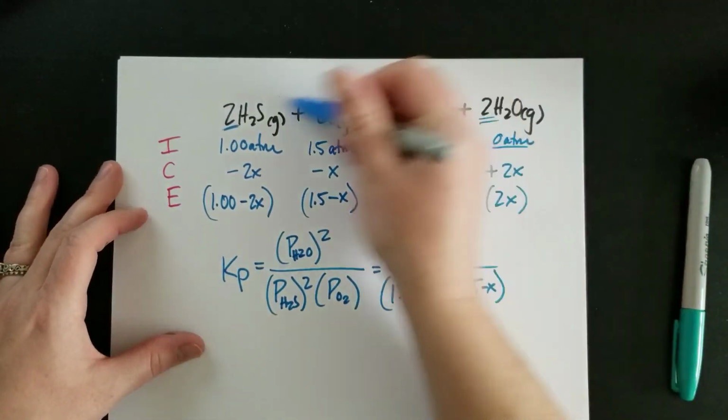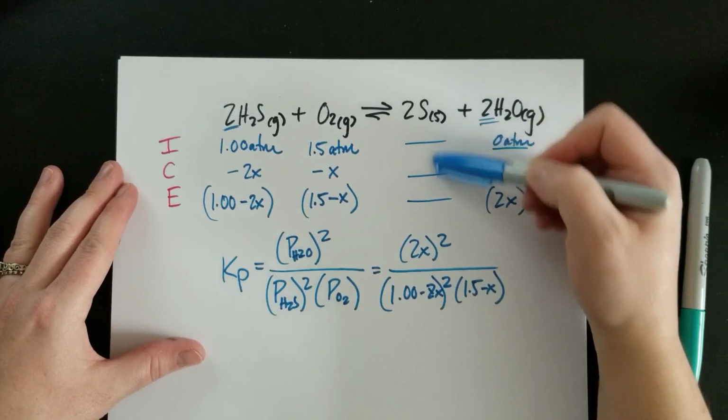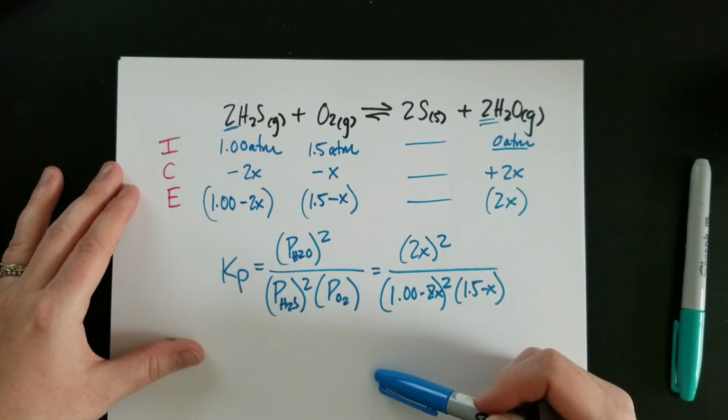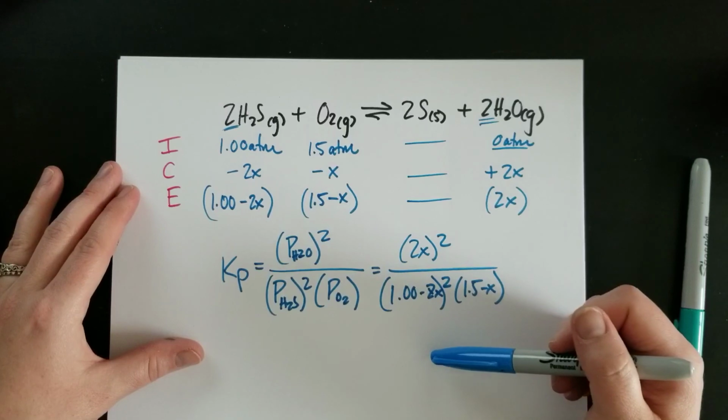Just to recap again, the whole reason I went through this process was just to point out what you do when you have a solid or a liquid and it doesn't get included. You just ignore it in the ice table. I don't believe any of the problems in the worksheet actually have one of those situations, but you might run into them on the homework, or you might run into them if you're doing problems in the textbook.